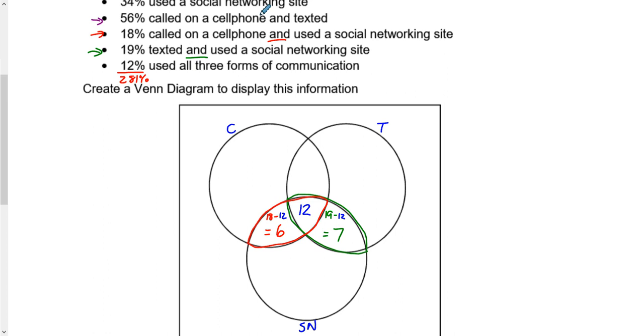56 cell phone and texting, again, is talking about an intersection between cell phones and texting. 56, subtracting that 12, should be 44. Now you don't need to show these, because I'm hoping that you can either do them in your head or quickly on a calculator. Really, if you can just fill them in, that's fine with me. But I'm just showing them for our work.